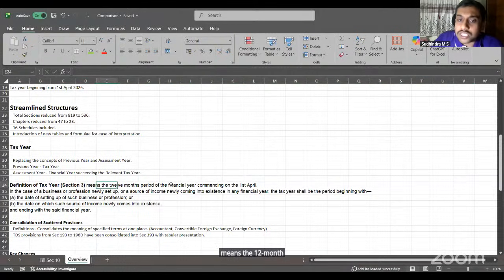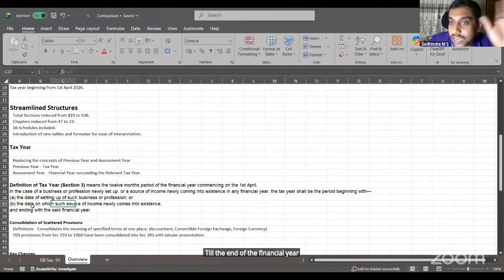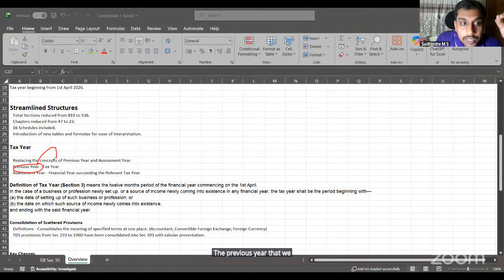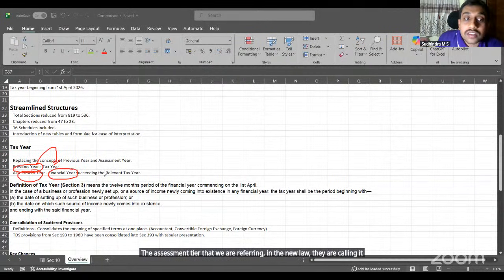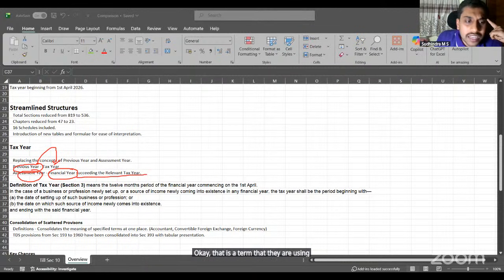If we look at the definition, it means the 12-month period of the financial year commencing on 1st April. However, if a business or profession is set up during that year, the period from the date of such setup till the end of the financial year would be the tax year. It's more or less the same definition. So the previous year that we were referring to will be the tax year. The assessment year that we referred to, in the new law they are calling the financial year succeeding the relevant tax year. That is the term they are using.